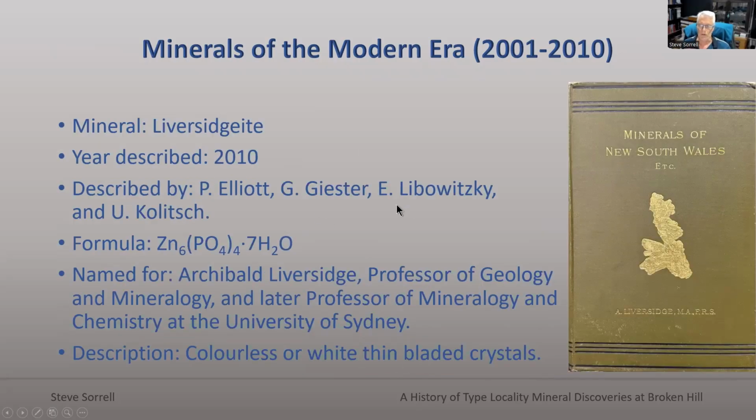Then we have Liversidge. We mentioned Liversidge a bit earlier on. So he produced this book, The Minerals of New South Wales, and another zinc phosphate was named after him in 2010, with colourless or white thin-bladed crystals. Again, look at any Broken Hill oxidized zone mineral specimen, and you're probably going to see colourless or white thin-bladed crystals, but for the most part, they're probably going to be either sericite or hemimorphite or something along those lines. So how they actually found this one and why it looks so different, I don't know.